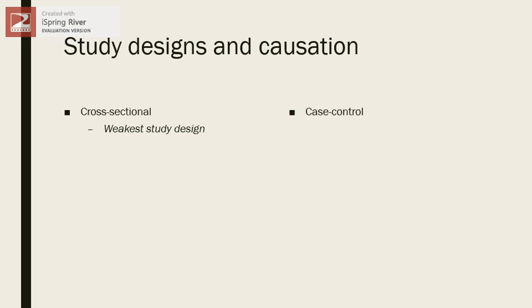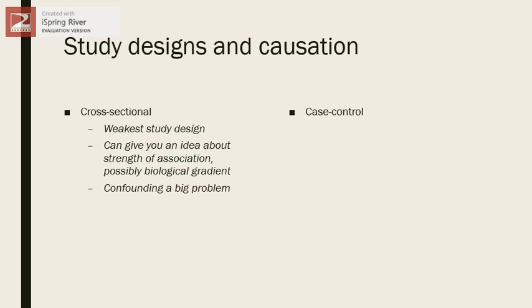I want to just walk through very quickly the 4 study designs that we've talked about and how these relate to causation. Remember, cross-sectional studies are the weakest study designs. We can use cross-sectional studies to get an idea of the strength of association. You can calculate odds ratios. I'm sorry, that's not true. You can calculate what's called a correlation, which we haven't talked about yet, but you can get an idea about the strength of association, and you could possibly get an idea about dose response or biologic gradient, but there's a big problem in cross-sectional studies with confounding. So these are not particularly good for showing causation, but they can be good for helping identify topics that should be studied in other ways.